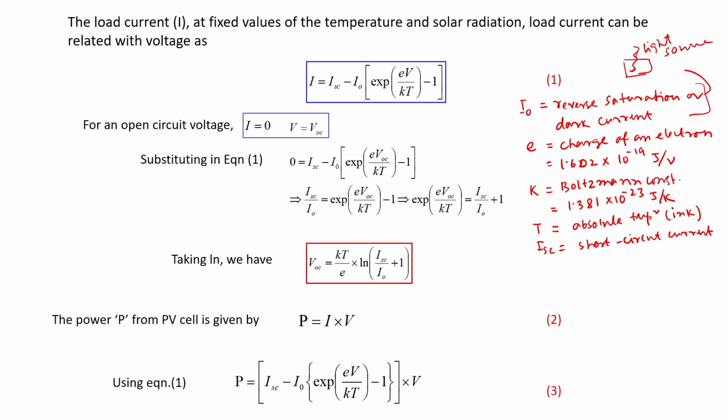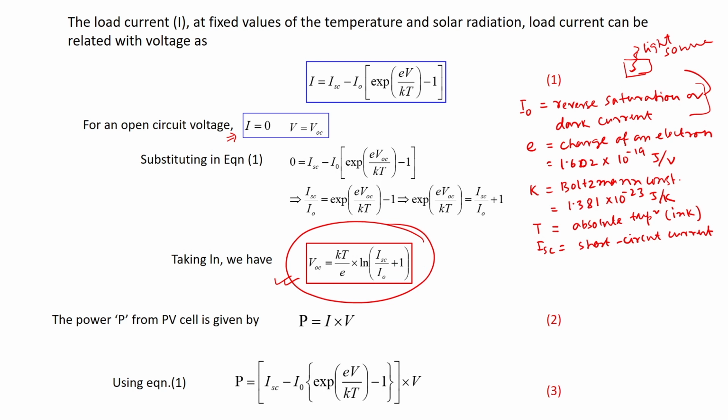So, now if we are interested in open circuit voltage, that means I is 0, there is no current flowing in the circuit. Under that condition, if we substitute this value, then what we will have? V is equal to VOC, right. And again, if we substitute in equation number 1, then we will get an expression of VOC, which is nothing but a function of ISC and I naught of the cells, right.